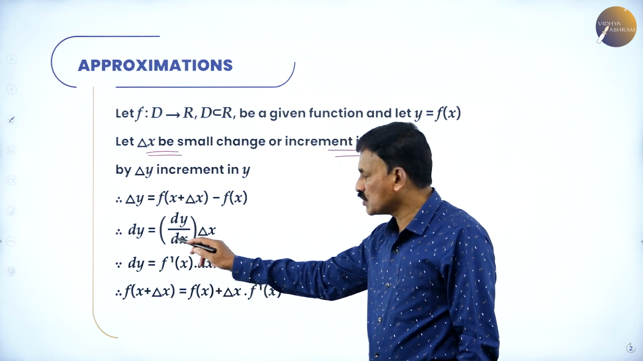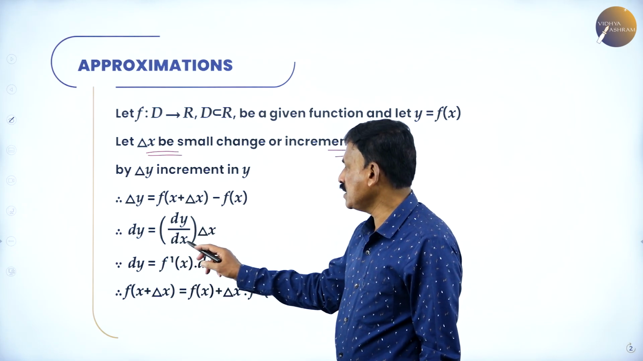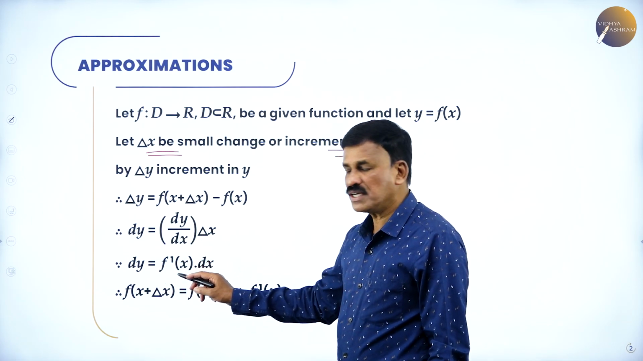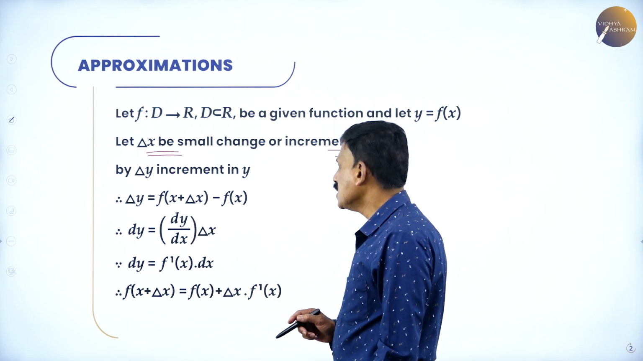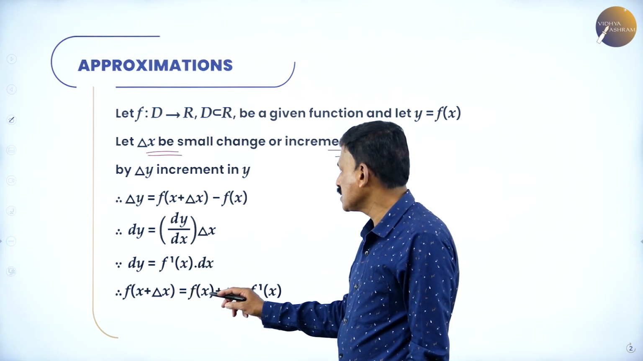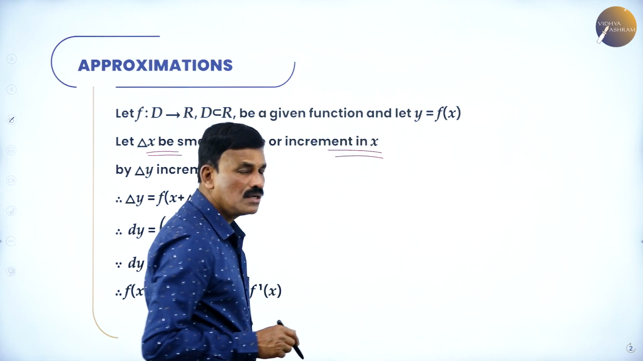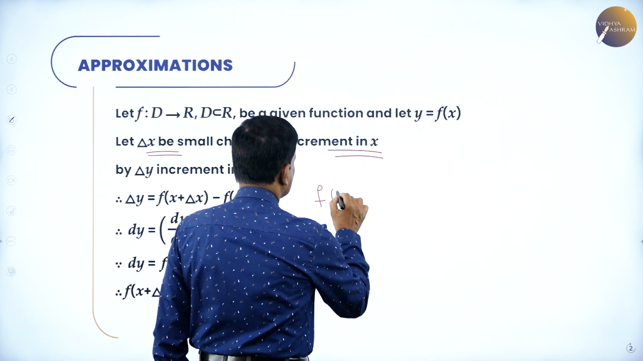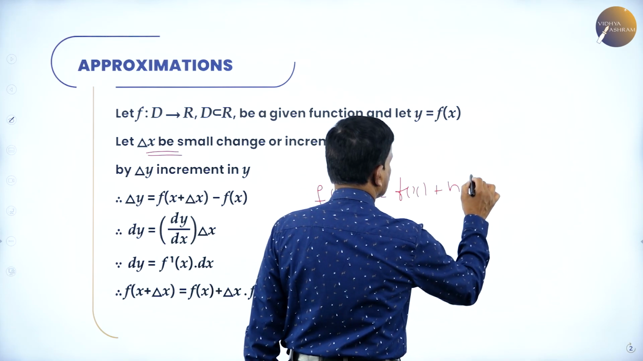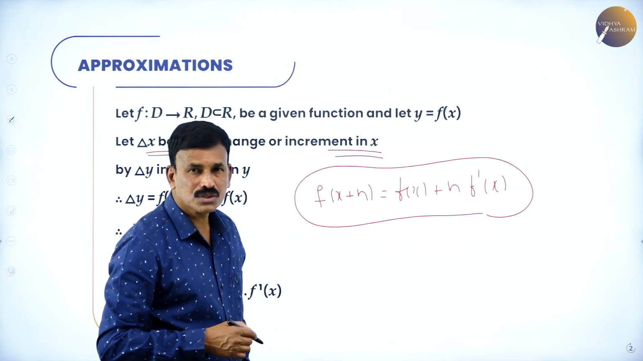So if you cross multiply, the same concept can also be written as dy by dx. What is the meaning of this? dy by dx is equal to dy by dx into delta x, means dy is equal to dy by dx, which is nothing but f dash x into delta x. So f of x plus delta x is equal to f of x plus delta x into f dash of x. So the formula we are going to use in approximation is f of x plus h is equal to f of x plus h into f dash of x. This is the simple formula which we are going to use to solve the problems.